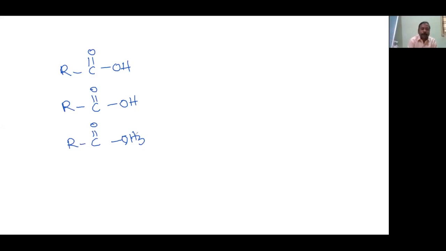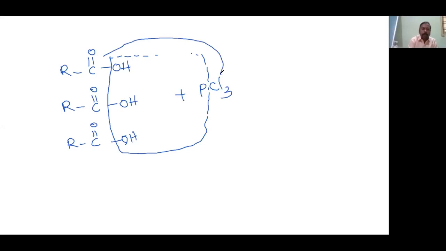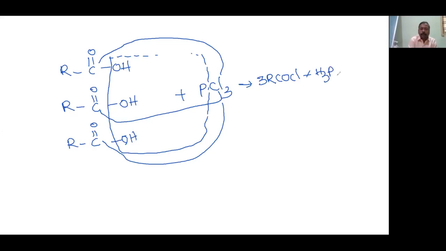So RCOOH you will write 3 times, and here PCl3. Now you have to cut like this. If you cut like this, one chlorine will go and attach here, the second chlorine will go and attach here, the third chlorine will go and attach here. So how many moles are there? 3 moles of RCOCl is formed, and here H3PO3. This is a trick. You can easily write the product now.